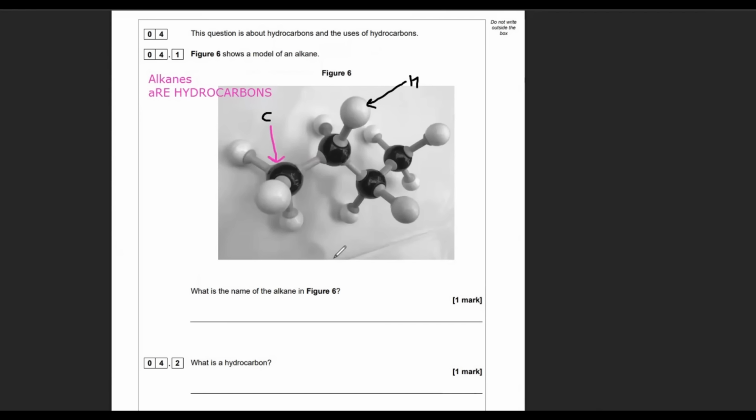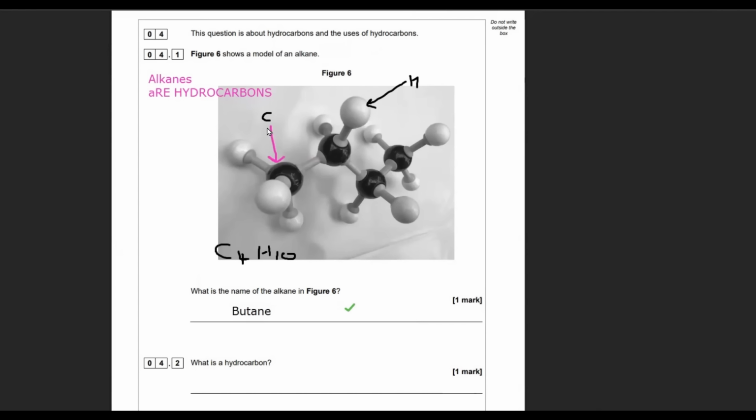So you can work out the formula is four C's and how many hydrogens? One, two, three, four, five, six, seven, eight, nine, 10. So C4H10. Do you know the name of an alkane with four carbons? It is butane. And there we go, one mark.